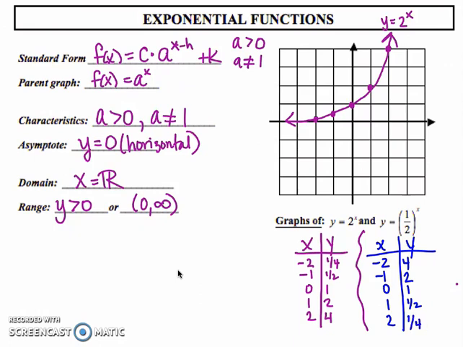So now when x is -2, y is 4. When x is -1, y is 2. When x is 0, y is 1. When x is 1, y is 1/2. And when x is 2, y is 1/4. And this is our graph of y equals 1/2 to the x power. So now you can kind of compare. You can see that these are mirror images of each other over the y-axis.